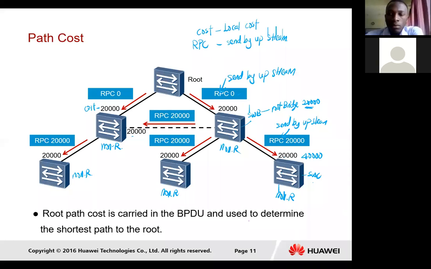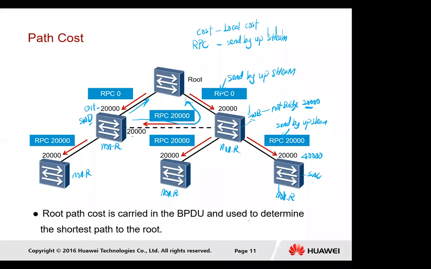Just like in this example, I make this switch D. For switch B and switch D, how many ways do they have to the root bridge? For switch D, I have 1 way and 2 ways. I have 2 ways to reach the root bridge. Which way will I select? I compare: one RPC tells me 0, another RPC tells me 20,000. Definitely I will select the lowest one, which is 0. So I select this as my primary way, and this is my alternate. I should block one of the interfaces from here.